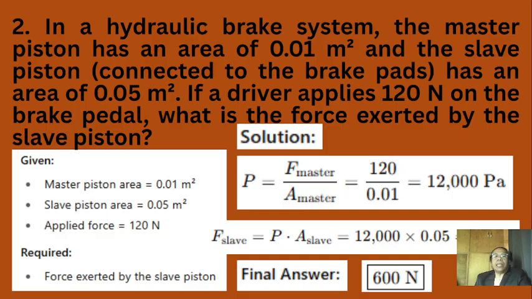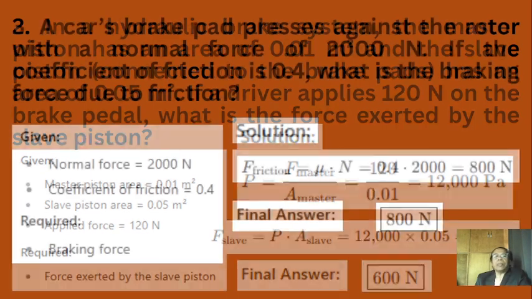Solution. P equals F of the master over A of the master. Substitute the given data: 12,000 pascals. And then F of the slave equals P multiplied by the area of the slave. Substitute the calculated value of P multiplied by the area of the slave. The final answer is 600 Newton.